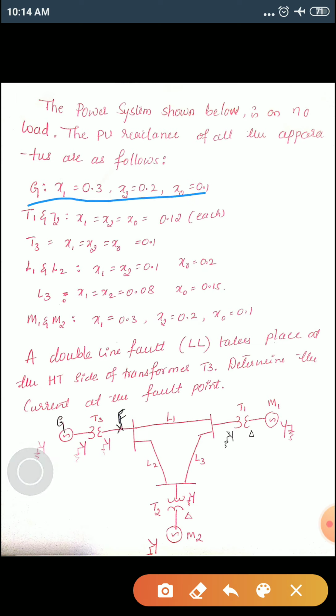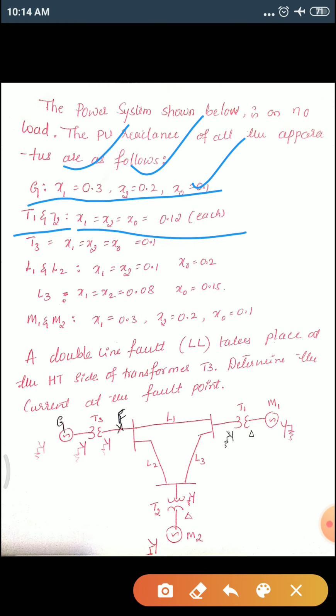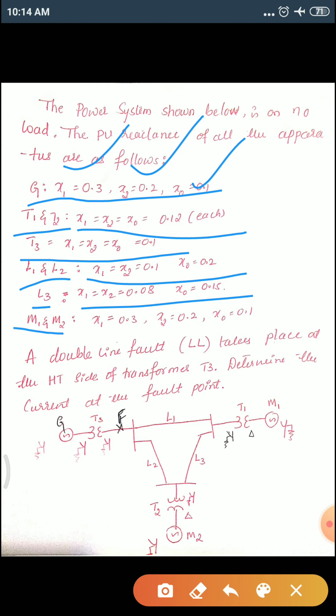For the generator they have given x1, which represents the positive sequence reactance, and the negative and zero sequence reactances. For the transformer T3 they have given values, and also for line L1, L2 and line L3. Each component of a power system has all these reactances: positive, negative and zero sequence. Even M1 and M2, motor 1 and motor 2, have x1 as 0.3, x2 as 0.1 and x0 as 0.1.